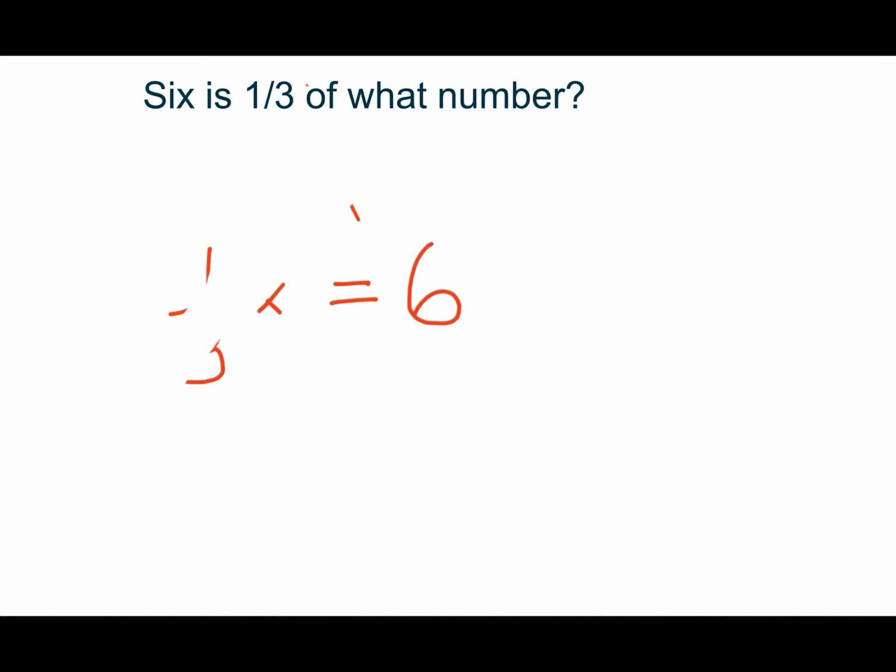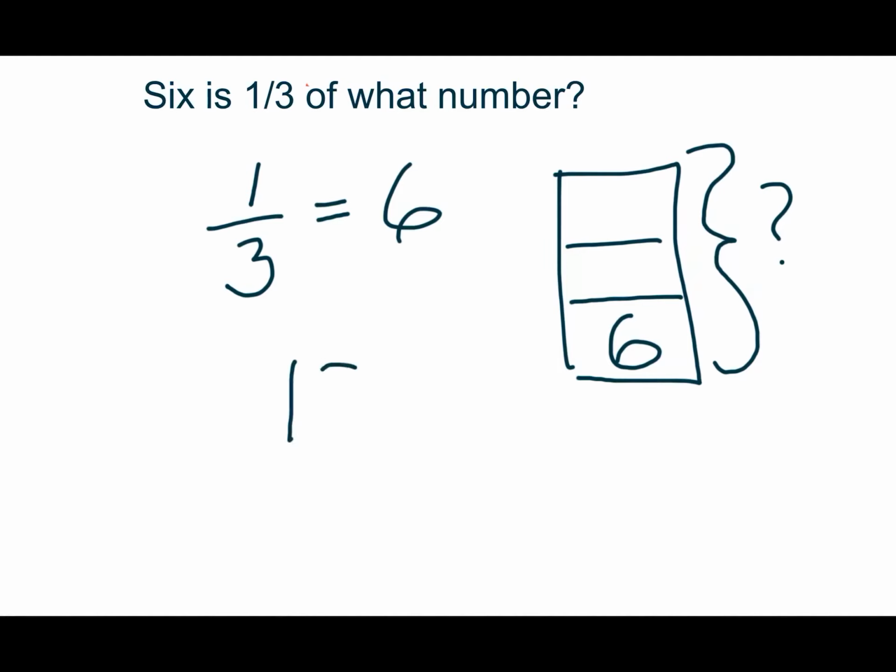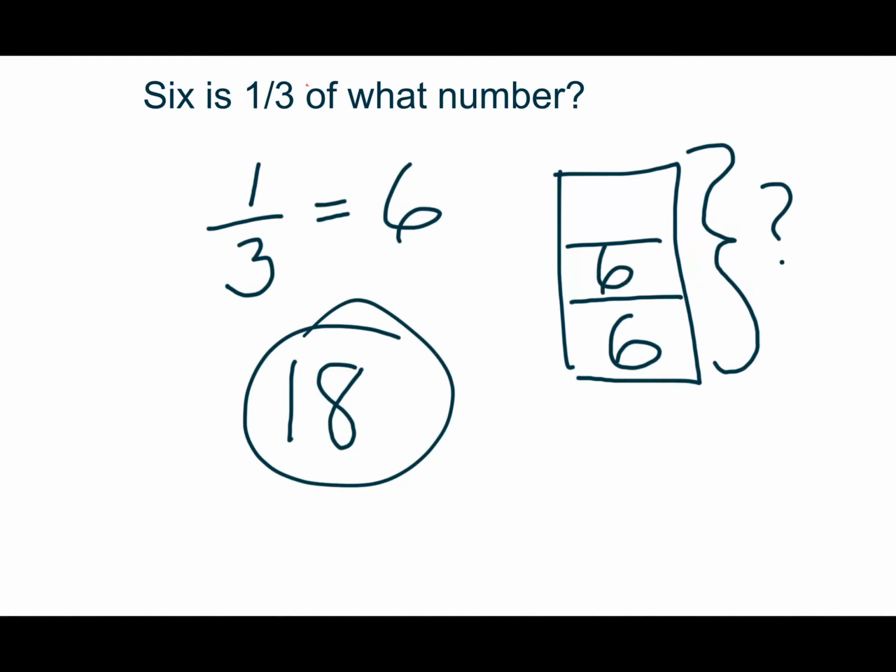Having said that, your book uses a different approach, which is just as valid. If 1/3 is 6, so if I divide something into 3 parts and I know that one of the thirds is 6, then what is the whole number? Well, it's just 6 times 3, and that is 18. It helps to draw a picture and to try and think of it.